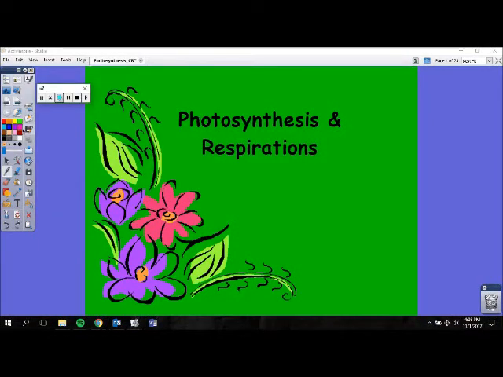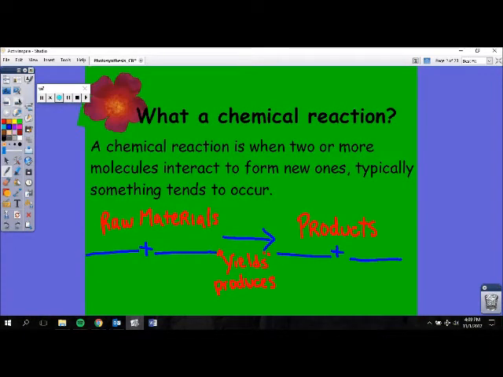Photosynthesis and cell respiration are both processes that happen within the cell. It's a chemical reaction. A chemical reaction is when two or more molecules or compounds interact to form new ones. For instance, on Monday or Tuesday, we created slime. We had two raw materials, or things that go in: your borax mixture and your glue mixture, that yielded or produced your product, which was our slime.